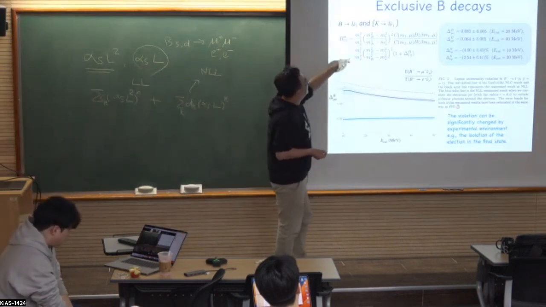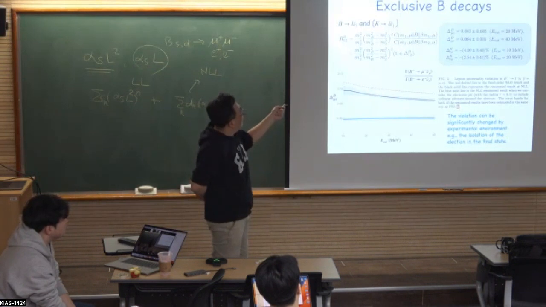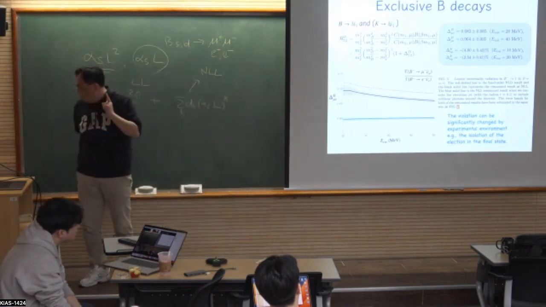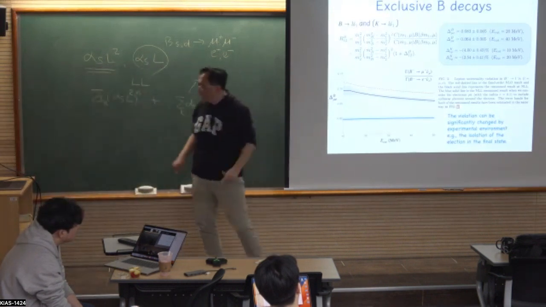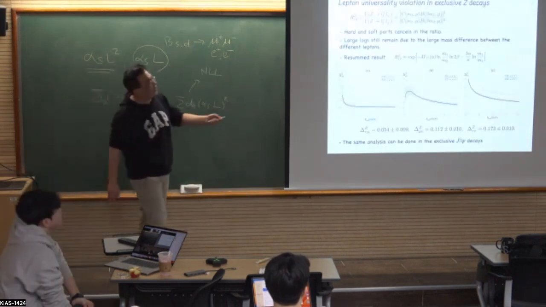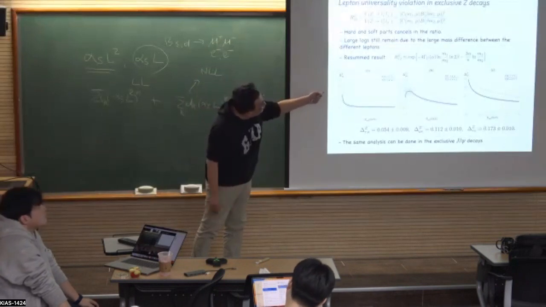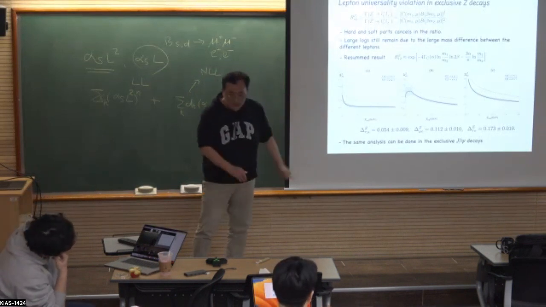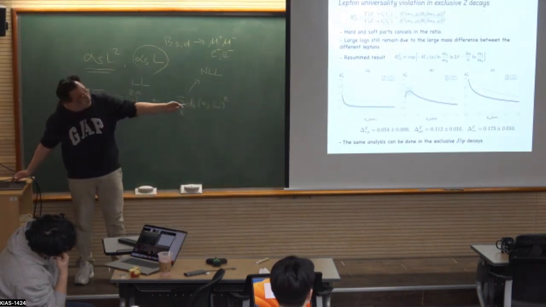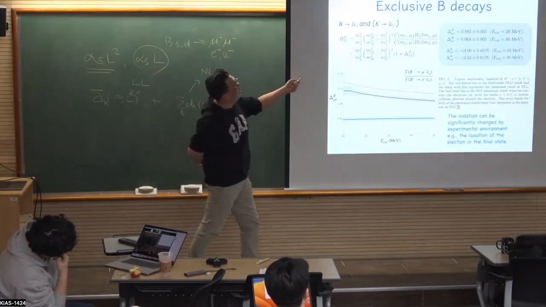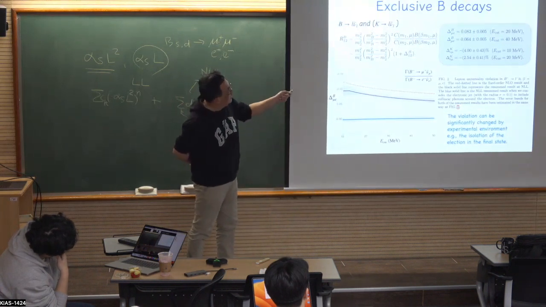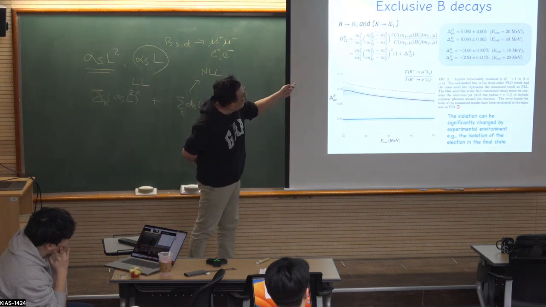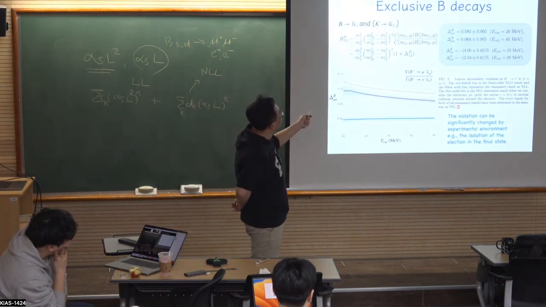So instead, we applied our result to B to lepton and neutrino, and also K to lepton and neutrino. In this case, we have only one sector for the collinear and the collinear-soft part. So when you consider the ratio, rather than considering the scale, we consider the ratio of the single B. This branching fraction should depend on the lepton mass and the B meson mass, something like that.